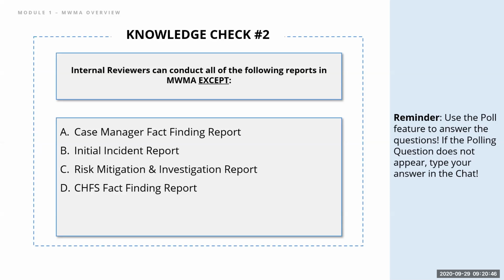All right, so it looks like everyone's answered. We'll bring up the correct answer as well as share our results. And that correct answer is A, the case manager fact-finding report. So you can conduct the initial incident report, you can conduct the risk mitigation investigation report, and you can conduct the CHFS fact-finding report. However, the case manager fact-finding report, only case managers can conduct that. However, you can look at the details of that report. So just something to keep in mind as we move forward. We'll stop sharing results at this point, and we'll move to our next slide.